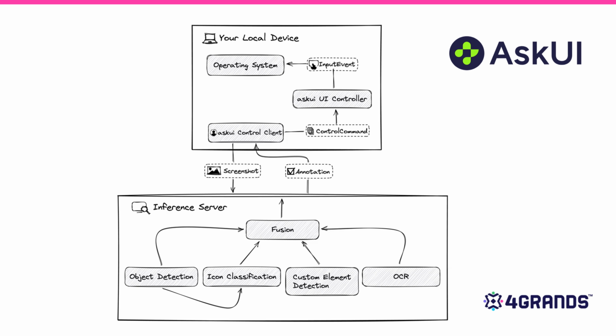The captured screenshot is transmitted to AskUI inference server, where machine learning models analyze it. The inference server performs multiple detection tasks to extract different types of UI elements, assigns relative positions to the detected elements, and combines them to generate an annotation file. This annotation file is sent back to the user and can now be used to interact with the UI elements in the creation of automated tests.